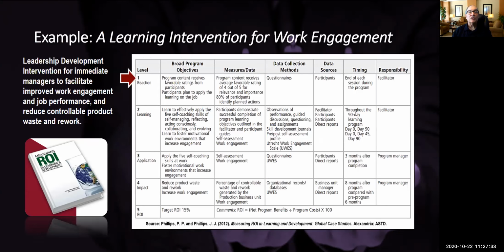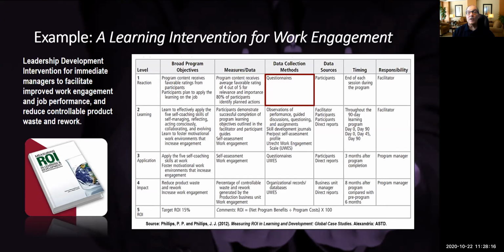Okay, reaction. Okay, broad program objectives. Program content receives favorable ratings from participants. Participants plan to apply learning on the job. And remember, we had specified that content, that favorable response was going to be for what? It was going to be for relevance and importance. And of course, there were other things on that particular questionnaire. Measures data. Program content receives an average favorable rating of 4 out of 5 for relevance and importance. 80% of participants identify planned actions. That answers the question of what data you will collect.